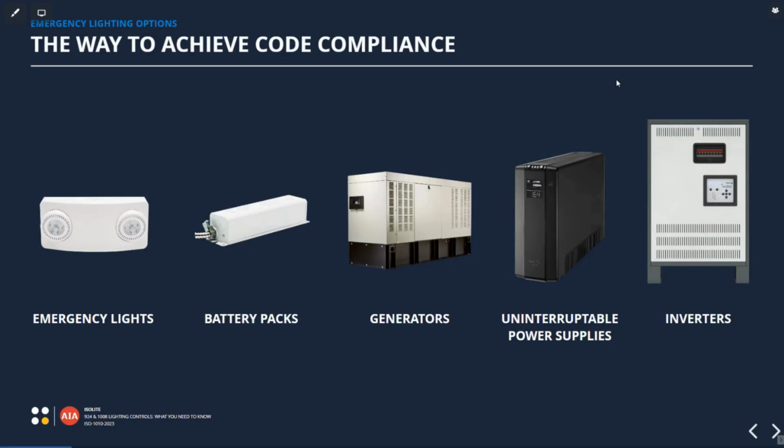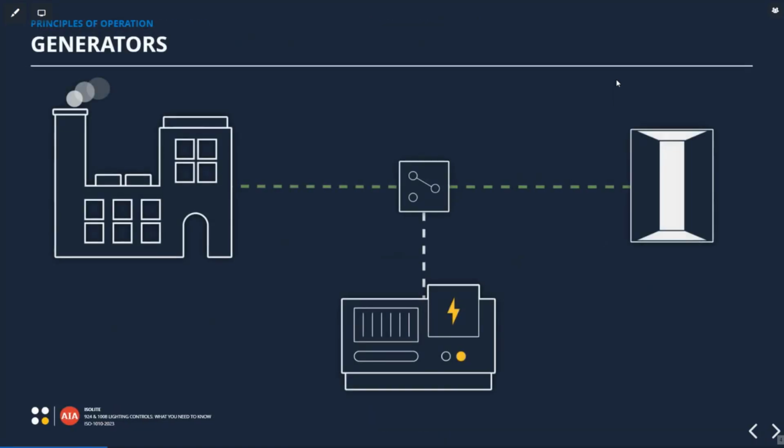Real quick, there's many different ways you can reach code compliance in an emergency lighting system. The two we're going to be talking about today are generators and inverters, because that's where you're going to use these devices. Generators, obviously, are not going to be running when your normal power is activated. You're going to need a transfer switch to run a generator when you don't have normal power.